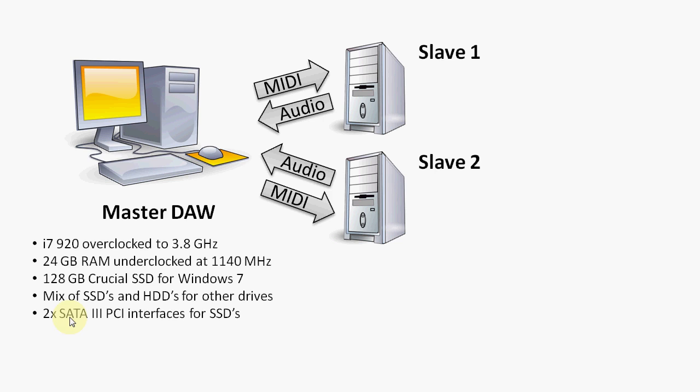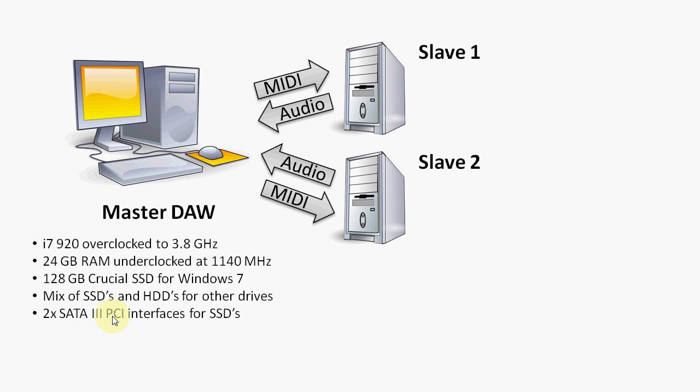And I've got two SATA 3 PCI interfaces for the solid state drives. Now, when you're running solid state drives, you want to make sure you run them off of a SATA 3 interface and not a SATA 2 interface. SATA 2 is the older technology, and it's not fast enough to really take advantage of all of the bandwidth that you can get out of a solid state drive. So whatever you run your solid state drives on, make sure it's a SATA 3 interface.